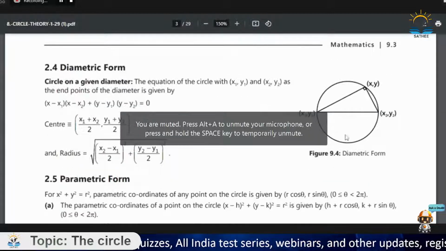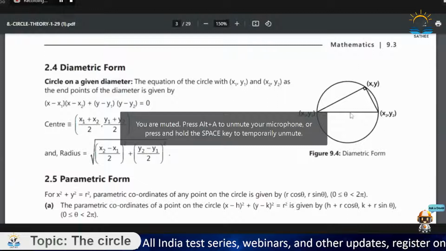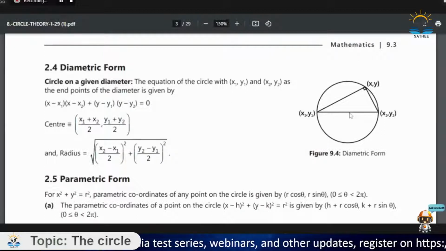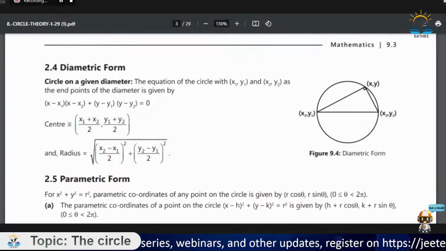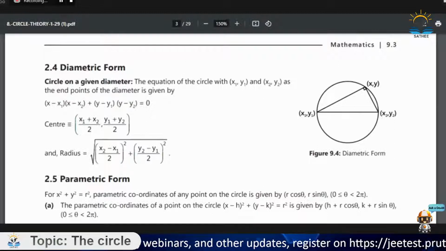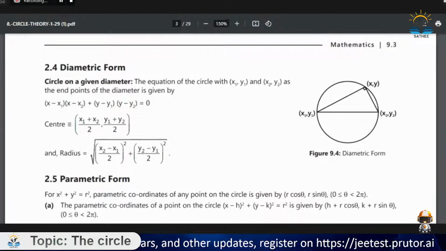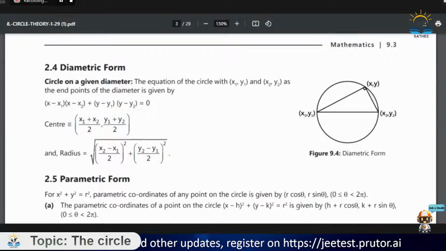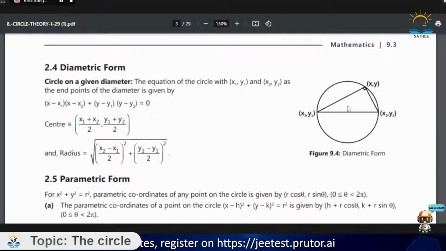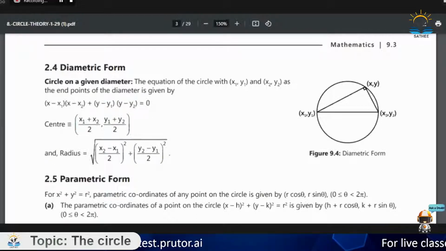Here we can see the center of the circle is the midpoint of the diametrically opposite points. So we write this as ((x1 plus x2) by 2, (y1 plus y2) by 2), and the radius is nothing but the distance between the center and any one of the diametrically opposite points. So this can be written as the square root of ((x2 minus x1) by 2) whole square plus ((y2 minus y1) by 2) whole square.